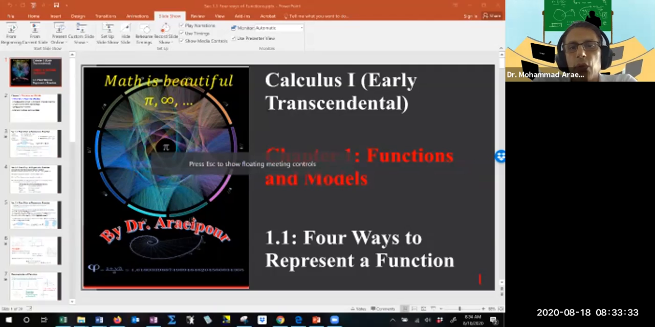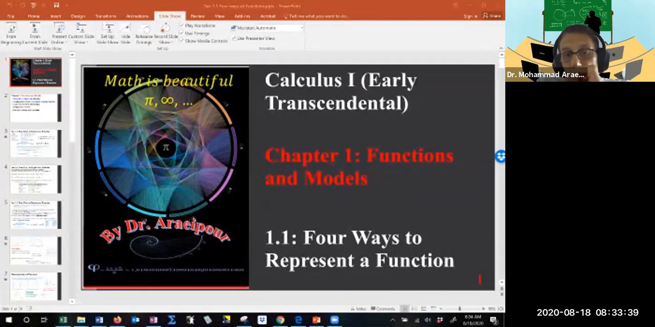Good morning, class. We are looking at Calculus 1, Chapter 1, Functions and Models. And starting with the first section, 4 ways to represent a function.